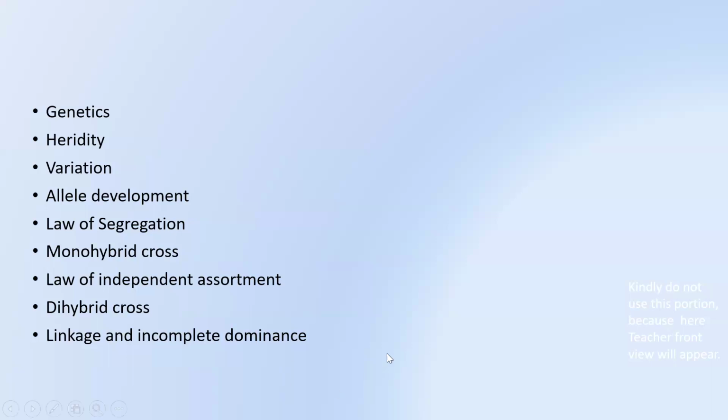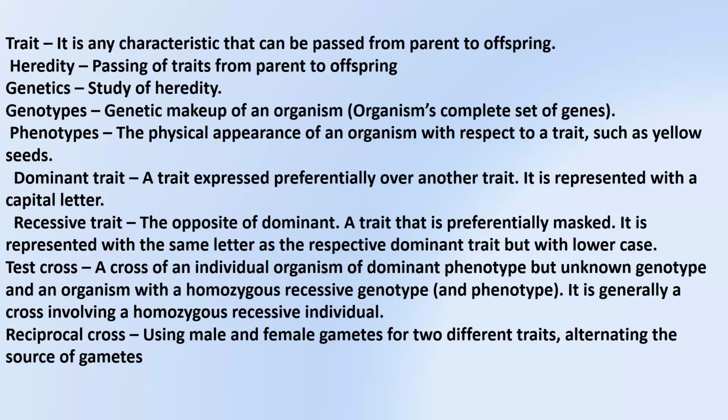So in this lecture, we cover what is meant by genetics, heredity, and how variations come in the life cycle of any plant, allele development, and Mendelian principles, and types of crossing, that is monohybrid and dihybrid, and other linkage or incomplete dominance related topics. Before going to that, first of all, a few terminologies in genetics are very important.